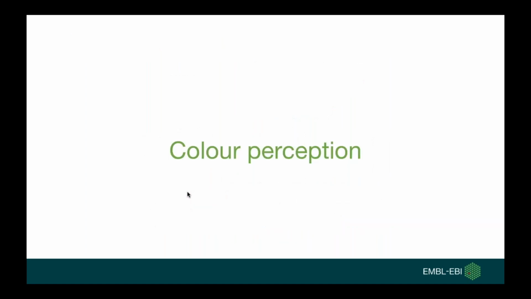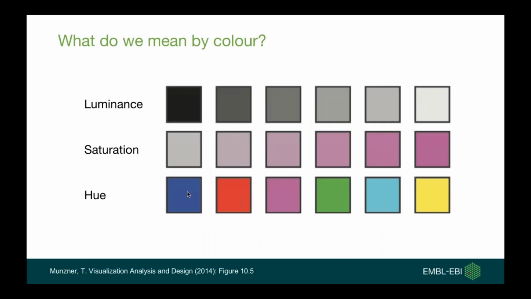I'll now talk a bit about color, and particularly how we perceive color. And we need to start by actually defining what we mean by color. Color has three properties. The first one is hue, so that's the difference between, for example, red and blue, and this is what we refer to when we say color, the word color in everyday language. But it has two more properties that are very important from the visualization perspective.